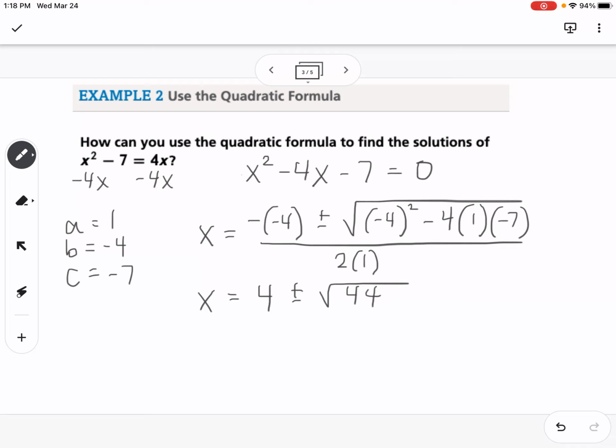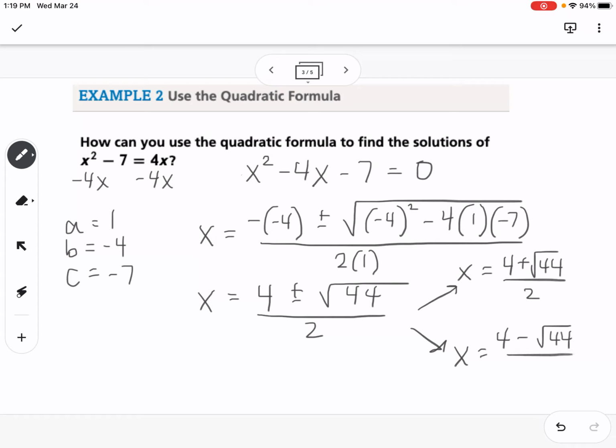Notice I didn't type the square root sign in, I just typed parentheses negative 4 squared minus 4 times 1 times negative 7, and I got 44. Over 2 times 1 is just 2. So at this point, we need to break it up into two separate equations here. So we have x equals 4 plus the square root of 44 over 2, and we have 4 minus the square root of 44 over 2.